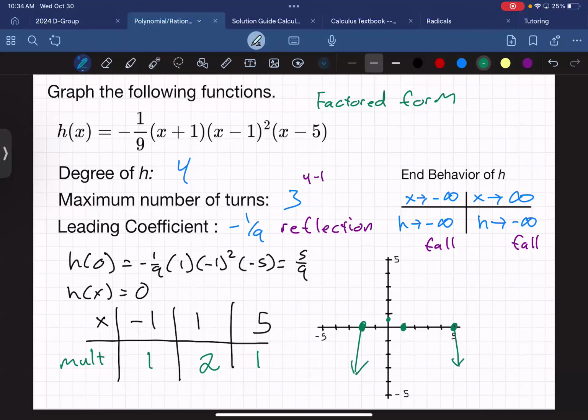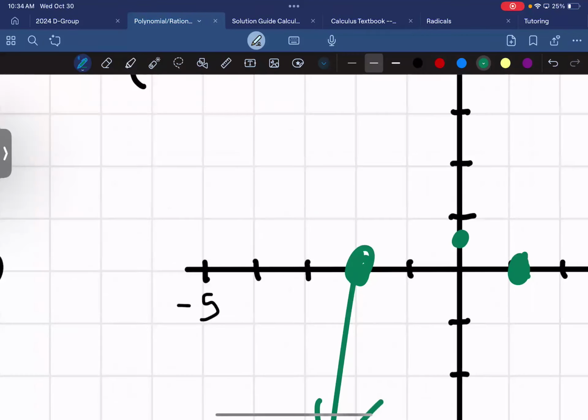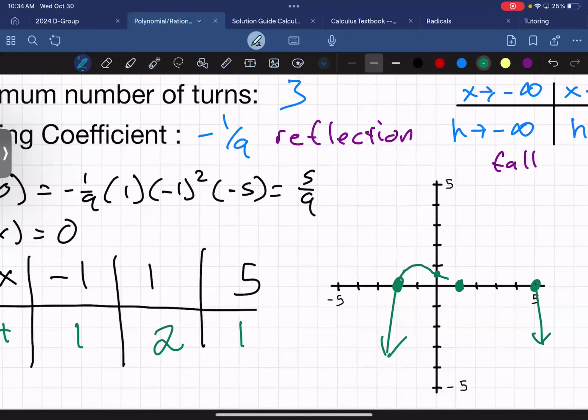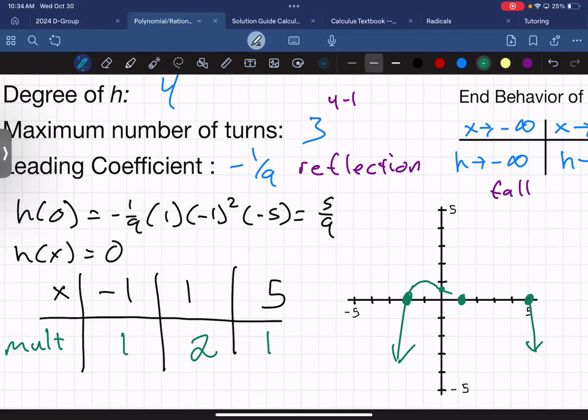The ends better fall. The next step then is to take into consideration my multiplicity, right? What's the multiplicity of -1? Just once, right? So, hey, guess what? Let's just cross through that real quick. Well, as I cross through that, I'm going to have to go up and come back down through 5/9, but as I approach the +1, what's the multiplicity of the +1? 2, right? So that means, hey, guess what? I need to bounce off of that.